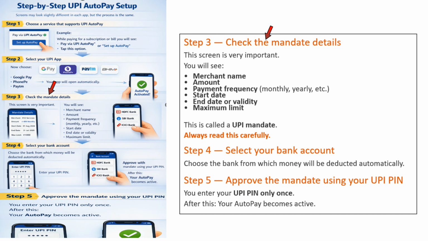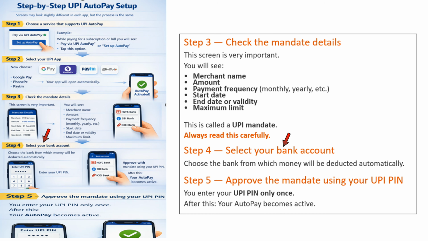Step 3. Check the mandate details. This screen is very important. You will see merchant name, amount, payment frequency like monthly, yearly, etc. Start date, end date or validity, and maximum limit. This is called a UPI mandate. Always read this carefully.